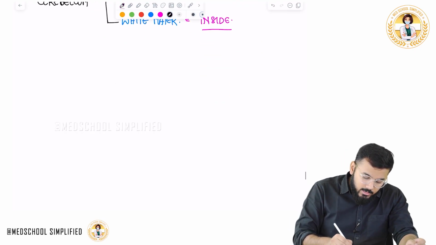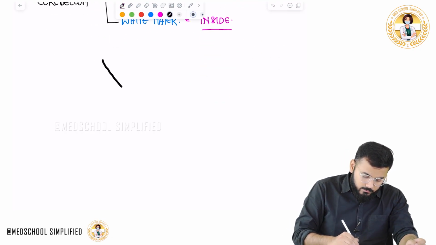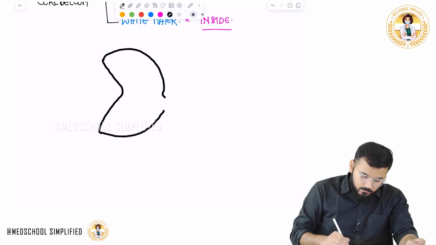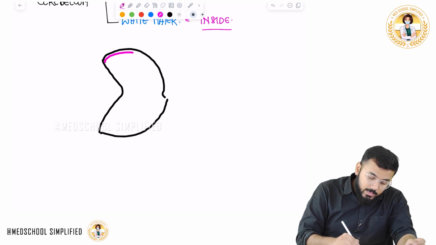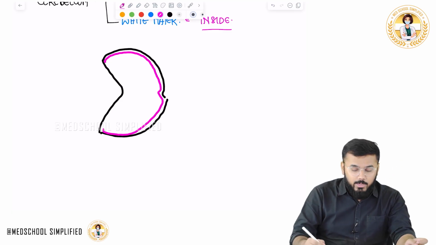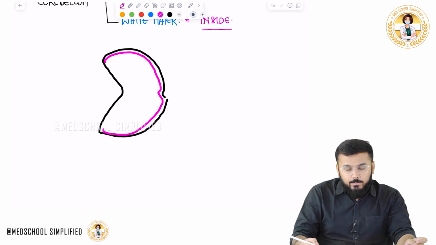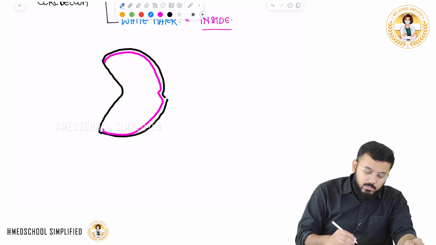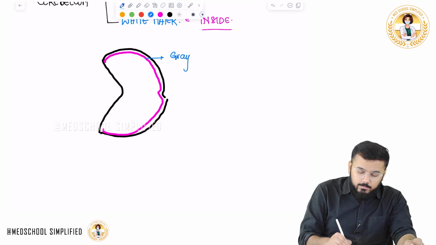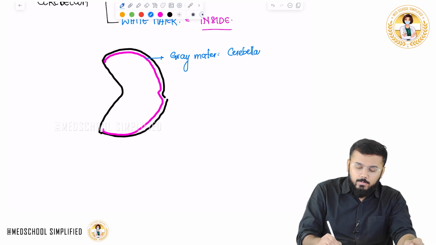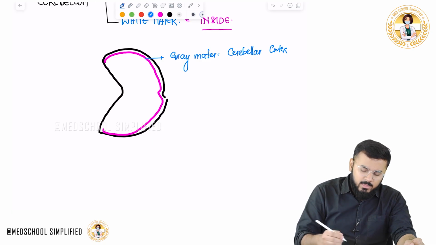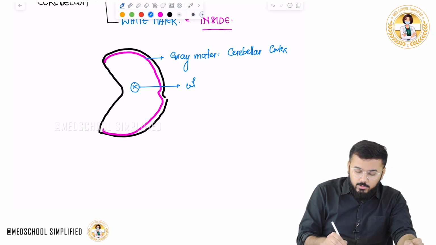Now if you look at the cerebellar hemispheres, so this is your cerebellar hemisphere from the side view. Okay. So from the lateral view, this pink color structure which I am drawing right now is your cerebellar cortex. Okay. And the remaining part is your white matter. Now, if I name these things, so this is the gray matter located in the cerebellar cortex. Okay. And this entire part in the center is called your white matter.